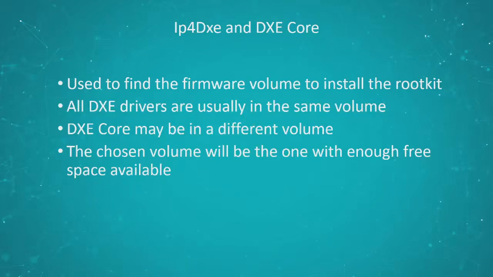Usually in a UEFI firmware, all of the DXE drivers will be in the same firmware volume. So when the tool finds IP4 DXE, it knows that it is currently parsing the volume with the DXE drivers on it. So it will keep this volume as a candidate for the UEFI rootkit installation. In some UEFI firmware, the DXE core may be in a different volume than the DXE drivers. So when it finds the DXE core, it will also keep the volume where it is located as a candidate for the UEFI rootkit installation. And finally, it will choose the volume where there is enough free space available.